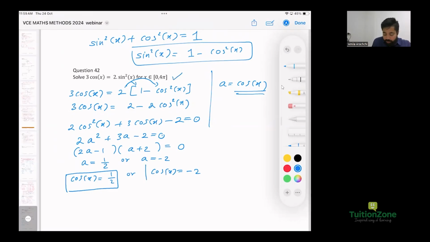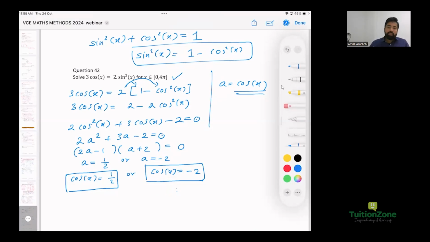How about cos x equals -2? What are the reference angles? Anyone? Cos x equals -2. What's the reference angle? You have to reject it because it needs to be between -1 and 1. Exactly. You should reject that.